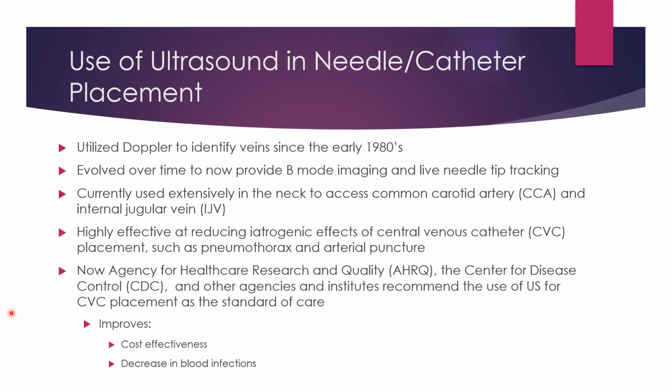So as this all came together, they started looking for additional ways to utilize this technology, and of course, needle and catheter placement became one of those approaches. Currently, the use of ultrasound in needle and catheter placement is used most extensively in the neck when it comes to accessing the common carotid artery and the internal jugular vein. Today we're just going to concentrate on the internal jugular vein in the venous system, but any vessel can be identified under ultrasound and could theoretically be catheterized.